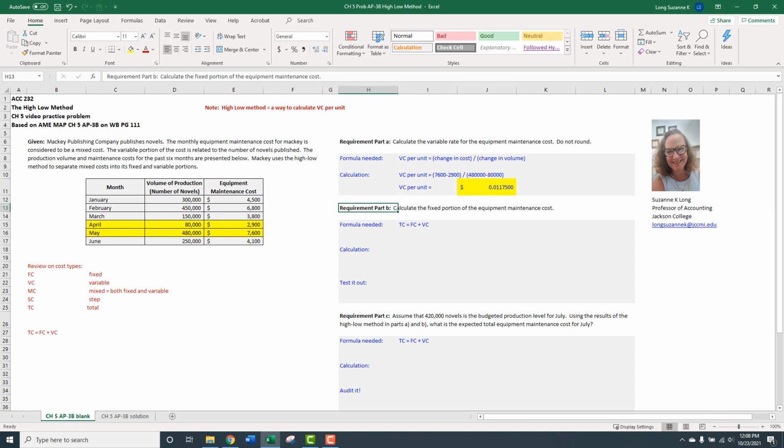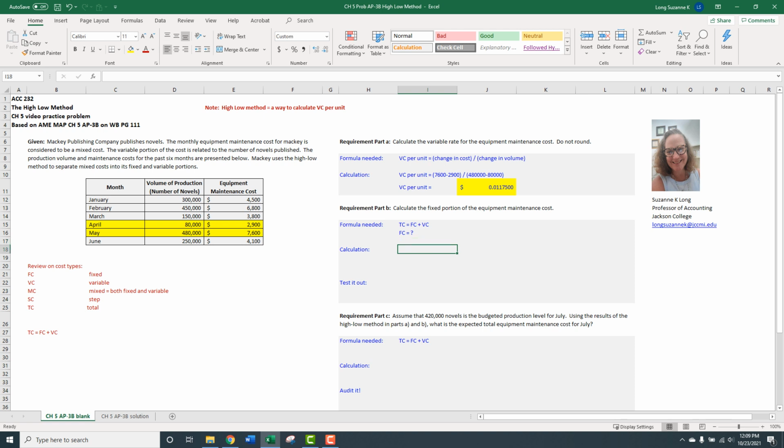Okay, let's take a look at B. Calculate the fixed portion of the equipment maintenance cost. Okay, so we did variable cost per unit. Now we're going to do fixed cost. So we need this formula, which I also mentioned down here. Total cost, super simple. Total cost is made up of 2 sections of cost, fixed cost and variable cost. Right now, we're working on fixed cost. We don't know what fixed cost is.